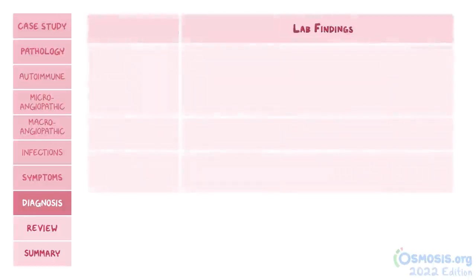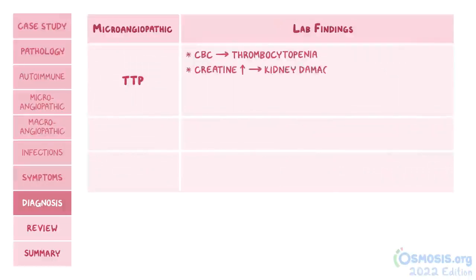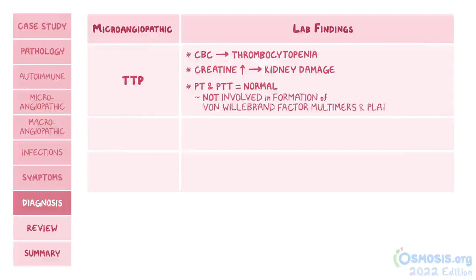Now, lab findings can help you identify the specific type of microangiopathic hemolytic anemia. In TTP, a CBC will show thrombocytopenia. Creatinine levels might be elevated if there's kidney damage. Markers of secondary hemostasis like prothrombin time, or PT, and partial thromboplastin time, or PTT, are normal, because they're not involved in formation of the von Willebrand factor multimers and platelets.